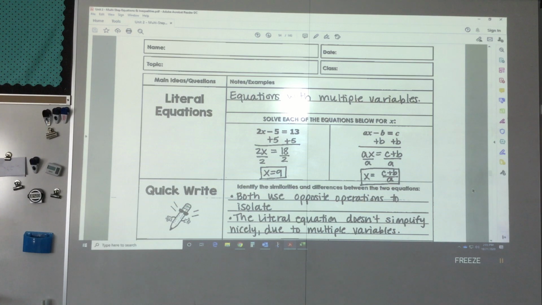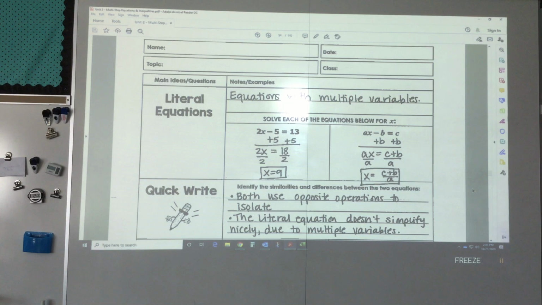So we add b to both sides. We can't add c and b, they're not like terms, so we just simply write c plus b. Then we need to divide by a, and we got c plus b over a. Nothing wrong with that. It looks a little weird. It's going to feel a little uncomfortable, but that's okay.